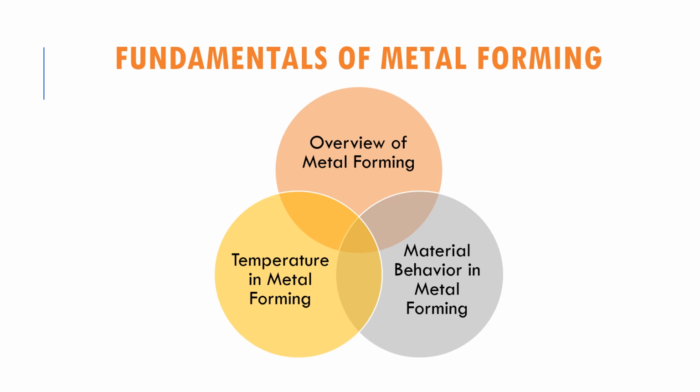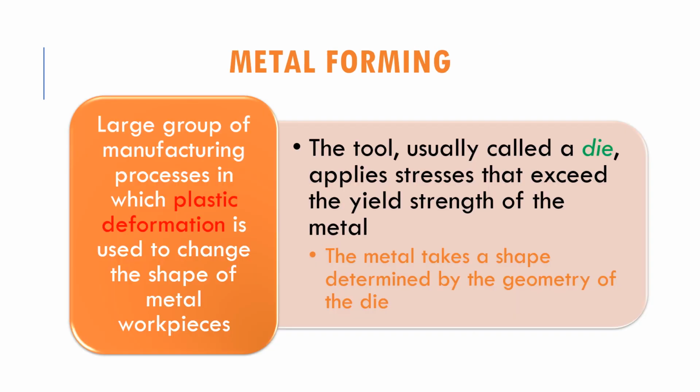Today we're going to cover the metal forming topic as our first lecture. In this part, we're going to look into a little bit on the overview of metal forming, some material behavior in metal forming, and also temperature in metal forming. Metal forming consists of a large group of manufacturing processes, but the process involves plastic deformation to change the shape of the metal workpiece.